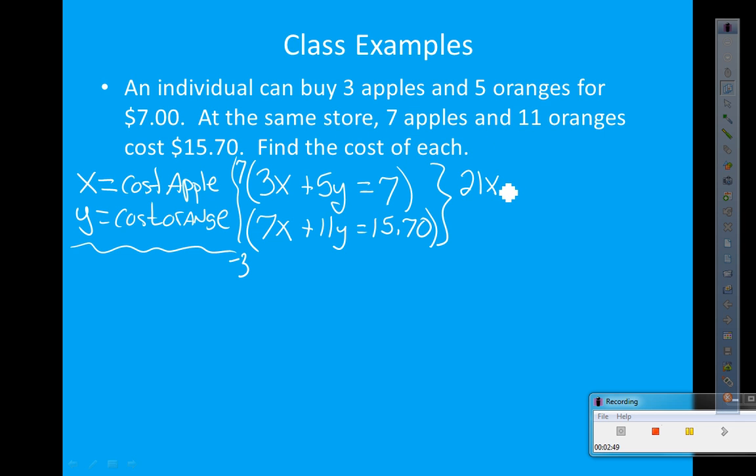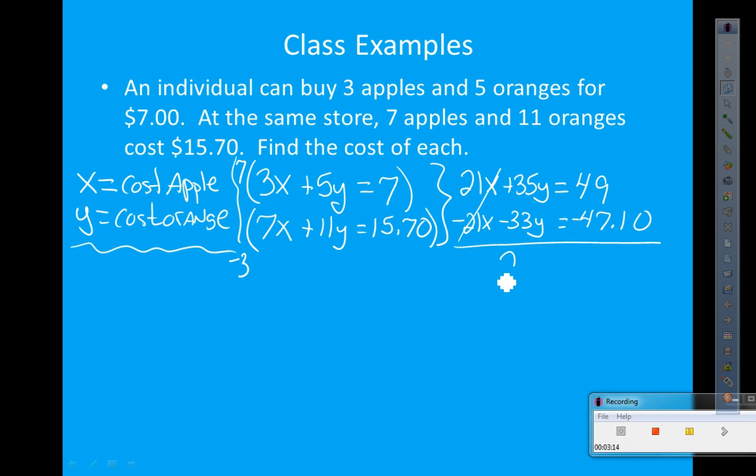I've got 21x plus 35y equal 49. And I've got -21x minus 33y equal -47.10. And remember, if we've done a good job, something should drop out once we're done. In this case, my x's drop out. I'm left with positive 2y equal positive 1.90. I'm just adding those in my head.